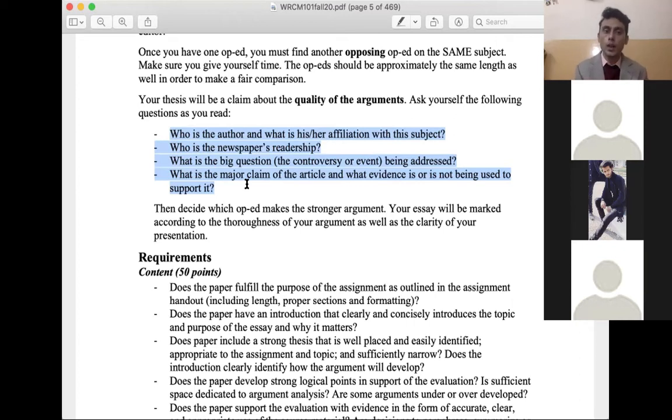And then the next question, what is the major claim of the article? And what evidence is or is not being used to support it? Finally, of course, this is what I already said, you need to decide which of the opinion pieces or editorials makes a stronger argument. So I wonder if you have any questions at this stage.